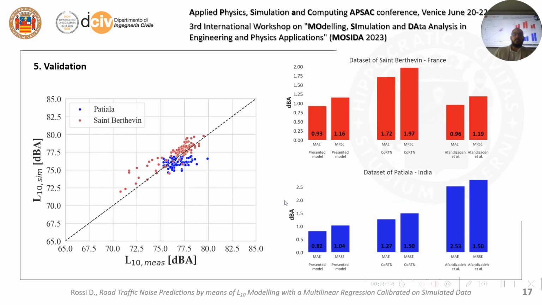In this last slide, you can see the two data sets together. This is the simulated level of L10 versus the measured level of L10. We divided the two data sets in blue and red, the Indian one in blue and the French one in red. And these are the mean error values and root mean square error values that we already presented in the slides. As you can see, our errors are always lower than the other two.